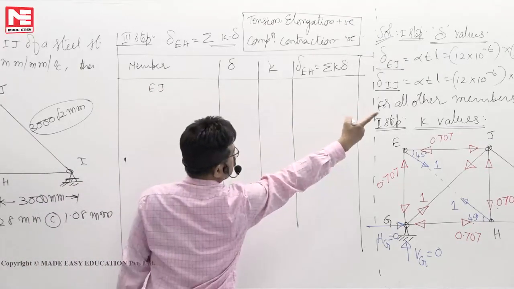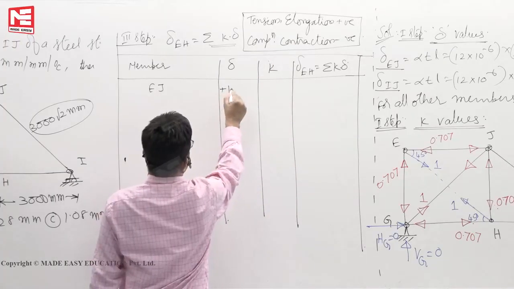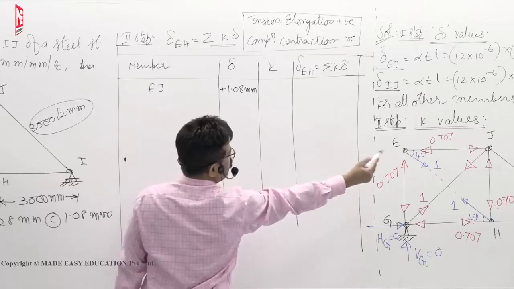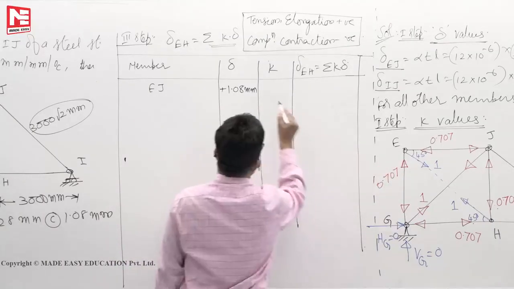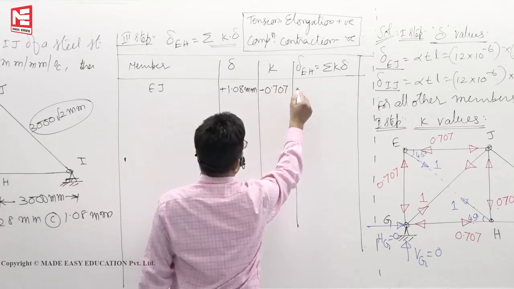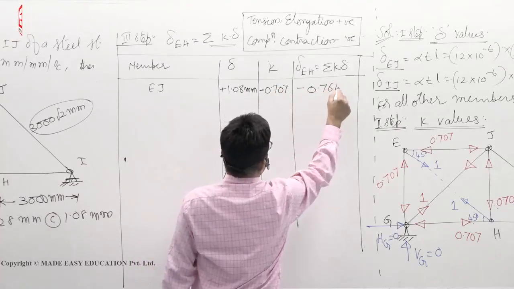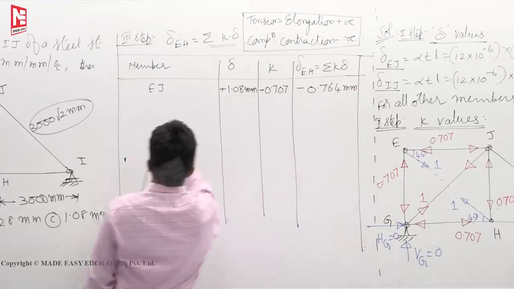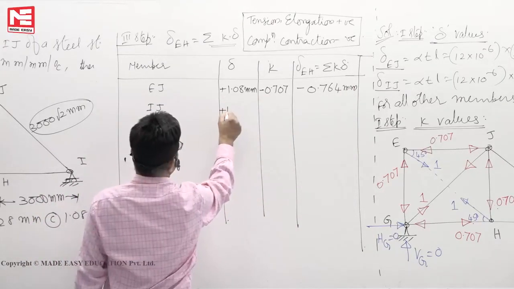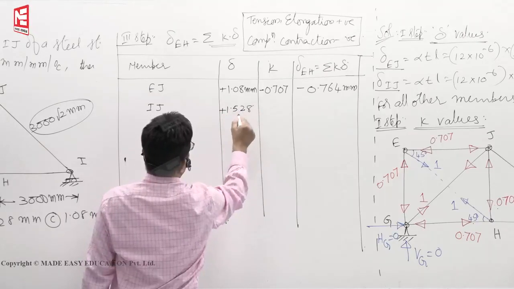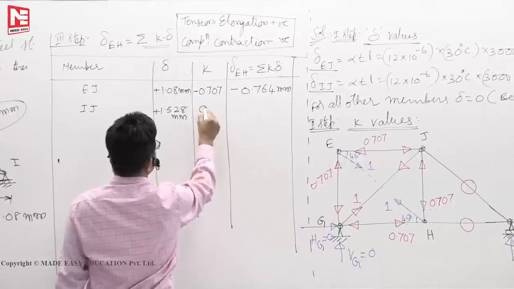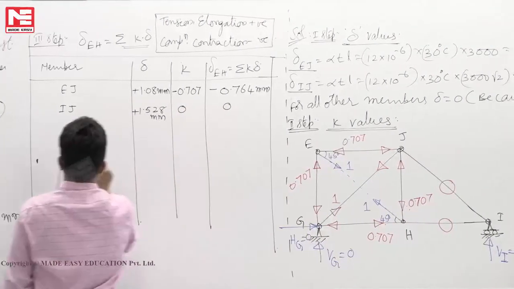Delta, see elongation, so plus 1.08 mm. Next K. K for EJ, the arrow mark is towards the joint, so minus 0.707. Multiply them, 0.764 mm you will get. Next IJ. Delta you see plus 1.528 mm. K value, IJ K value is 0. That means this value is also 0.